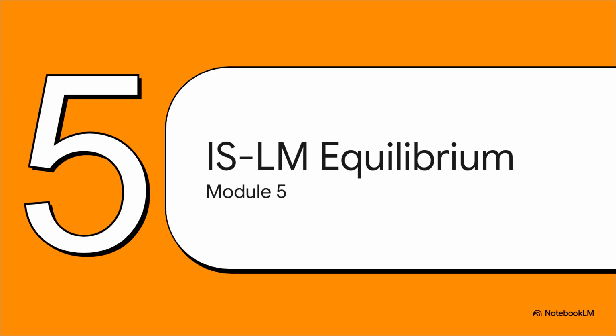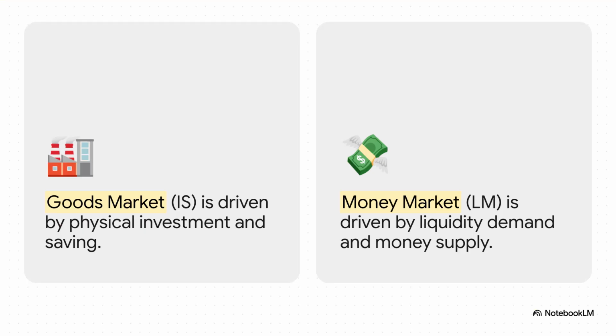Module 5, the ISLM equilibrium. We have finally reached our climax, the moment where these two massive economic arenas collide. We've got our downward-sloping IS curve for the goods market and our upward-sloping LM curve for the money market. What happens when they interact?